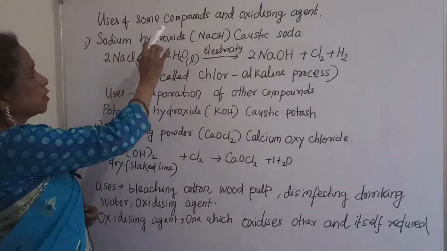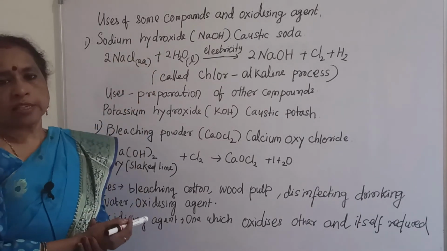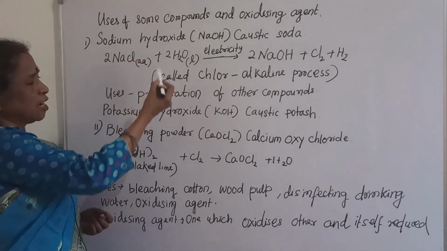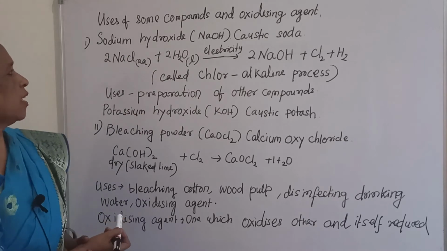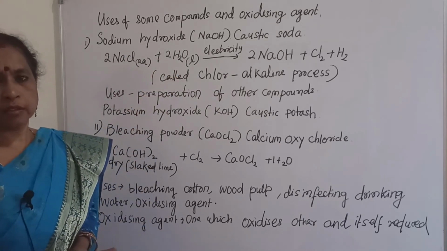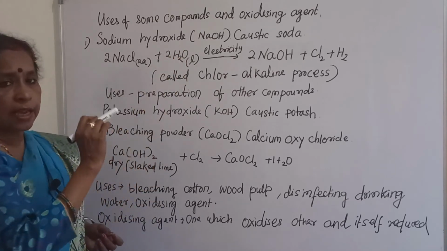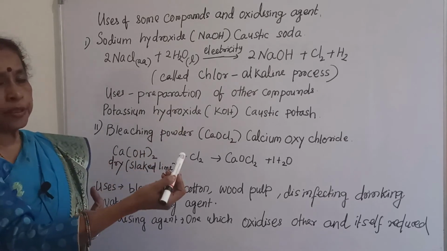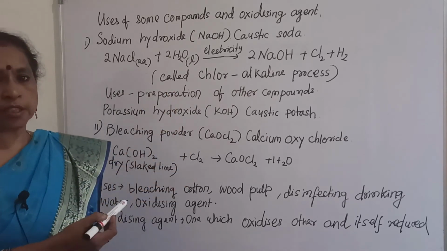Uses of some compounds and oxidizing agent. Now, for some compounds, one example is sodium hydroxide. Sodium hydroxide is known as caustic soda. What is the formula? NaOH. So how can you prepare sodium hydroxide, caustic soda?